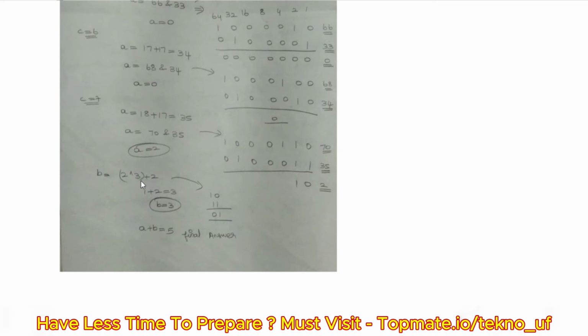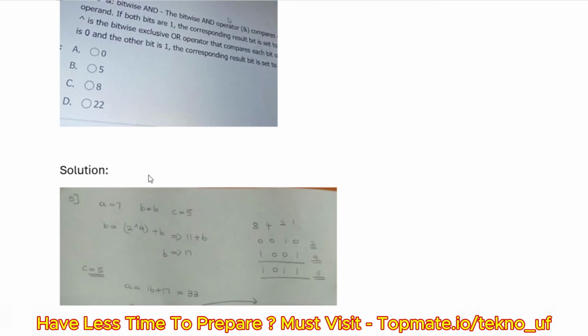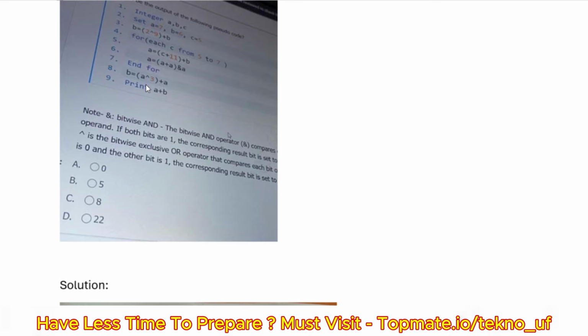2 XOR 3. 2 XOR 3 means the binary format for 2 is 1 0. Binary format for 3 is 1 1. For XOR operation, we will be having different inputs. Here are same inputs and here is a different input. So we can give 0 here and 1 here. So the value of this part is 1. So 1 plus 2, 1 plus 2 is 3. We need to assign the value of 3 to B.